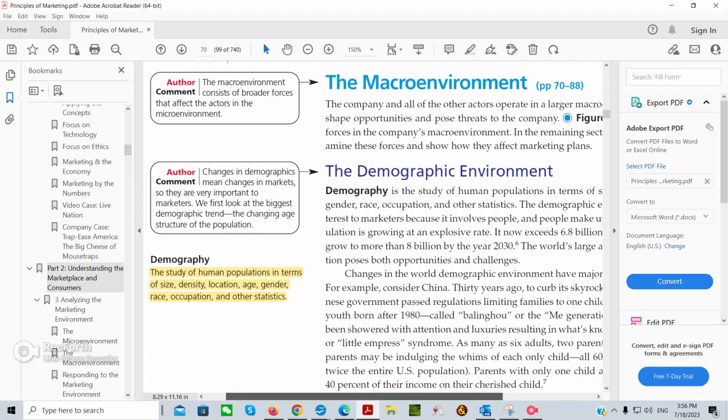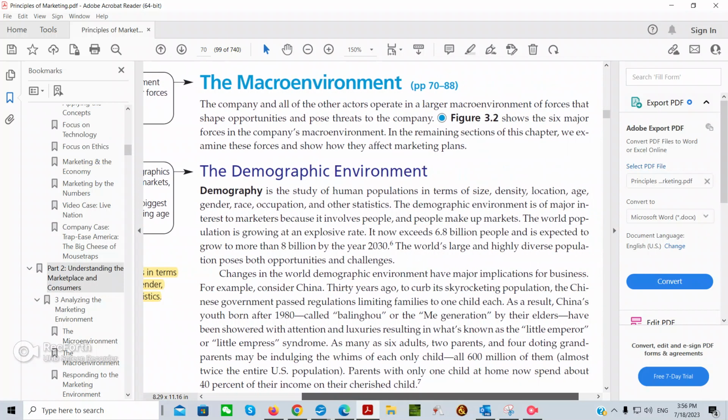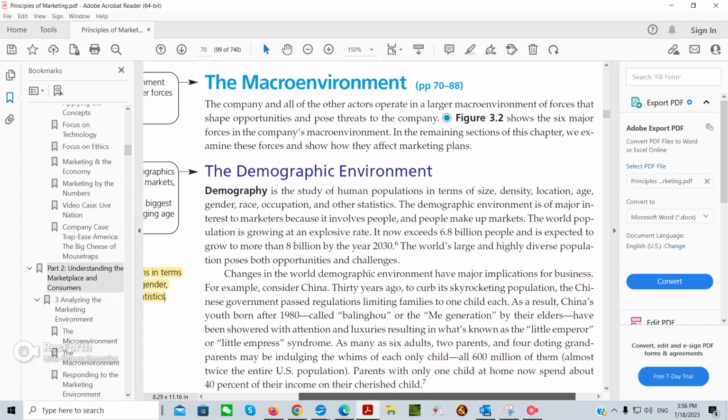Now, excuse me, the company and all of the other actors operate in a larger macro environment of forces that shape opportunities and pose threats to the company. Farther down, I'm going to show you an example of what I mean. That's the six major forces in companies' macro environments. And the remaining sections of the chapter will examine the forces and show how they affect marketing plans.